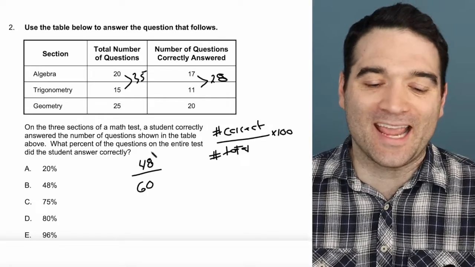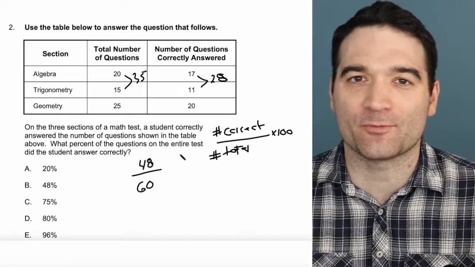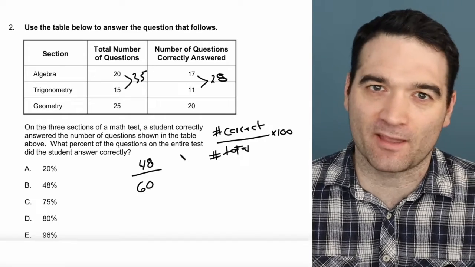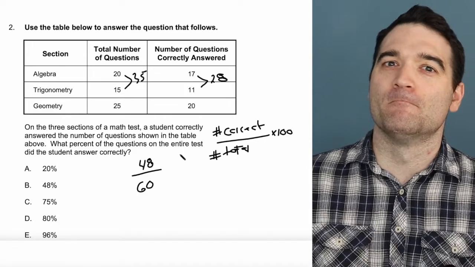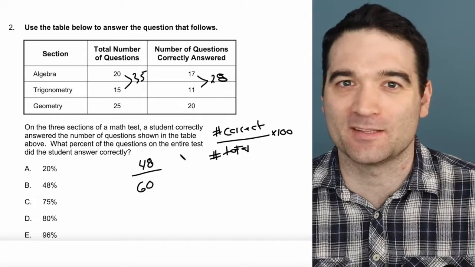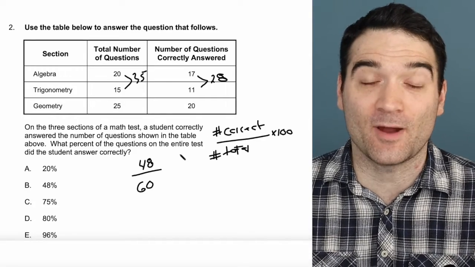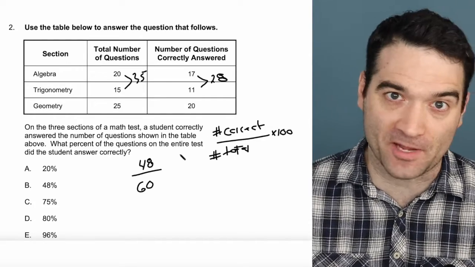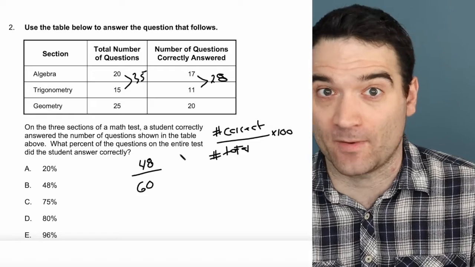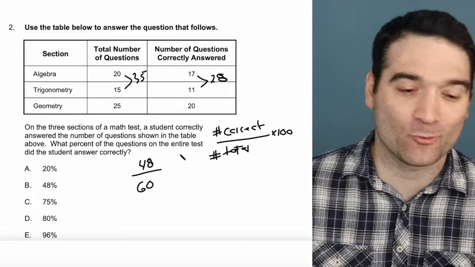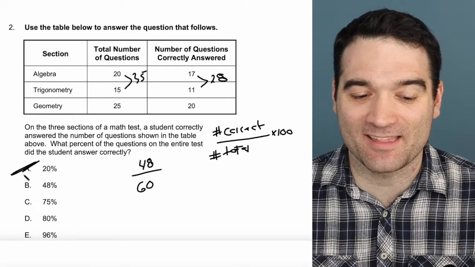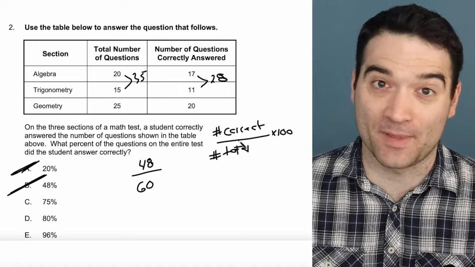Now, before we start canceling numbers out, which we may have to do down the road, let's do a quick little gut check. Did I get more than half of the questions correct here? I did, right? Because half of 60 would be 30, but I got 48 correct. So right then and there, I can say that the answer is not A or B.